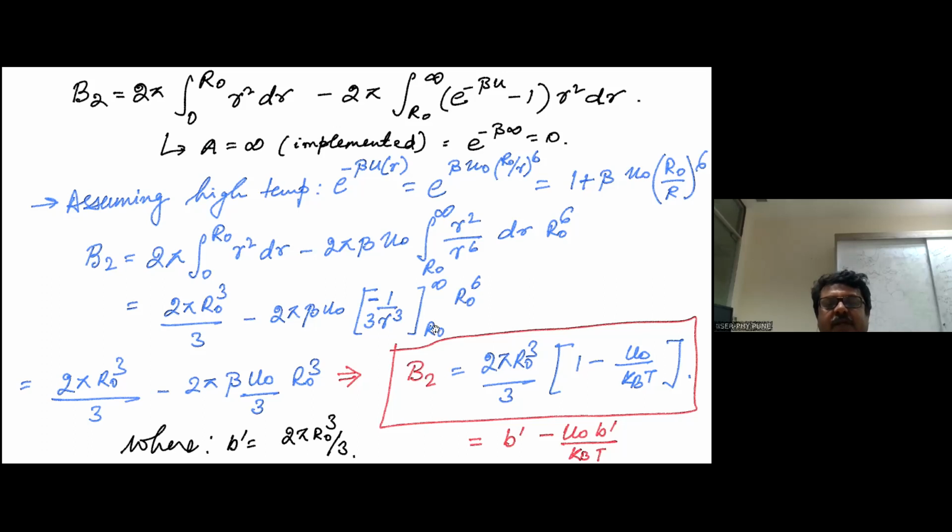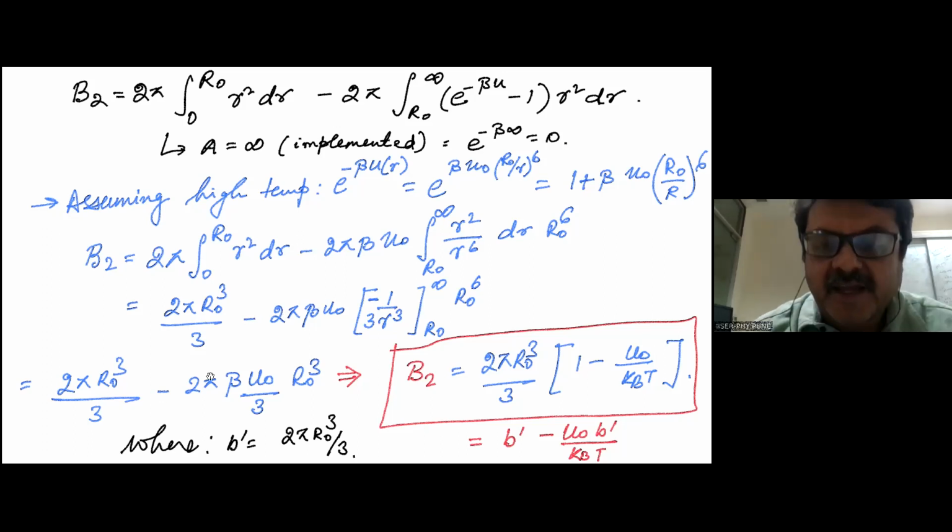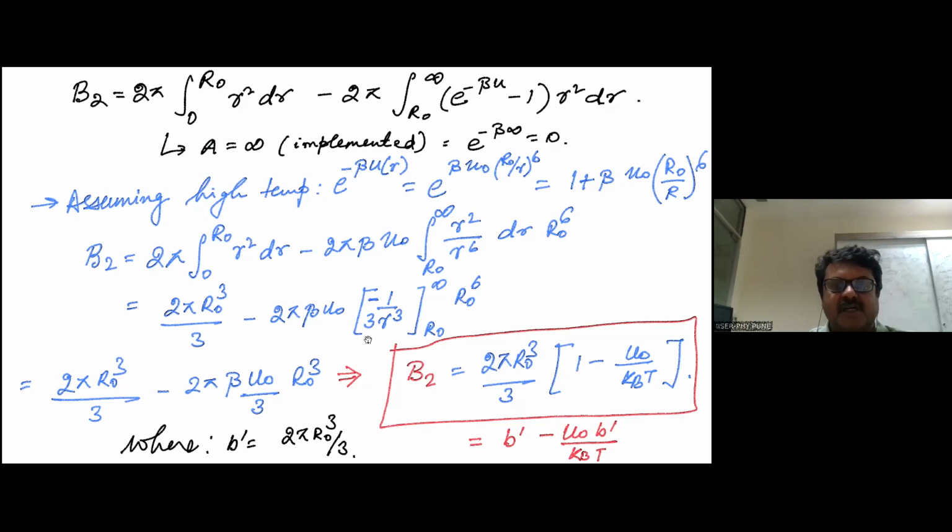So from the limits, you get a minus sign, and from the integration, you get a minus sign. So those two cancel, and this minus sign remains. Thereby, you have this minus sign. And on substituting, what you get is, you have r0 cube here and r0 to the power 6. As a consequence, you get 2 pi beta u0 energy unit by 3.